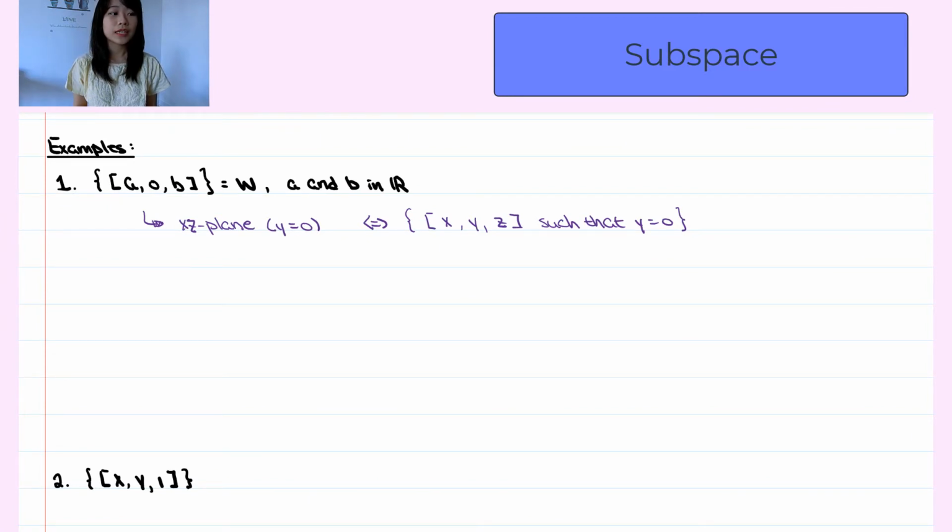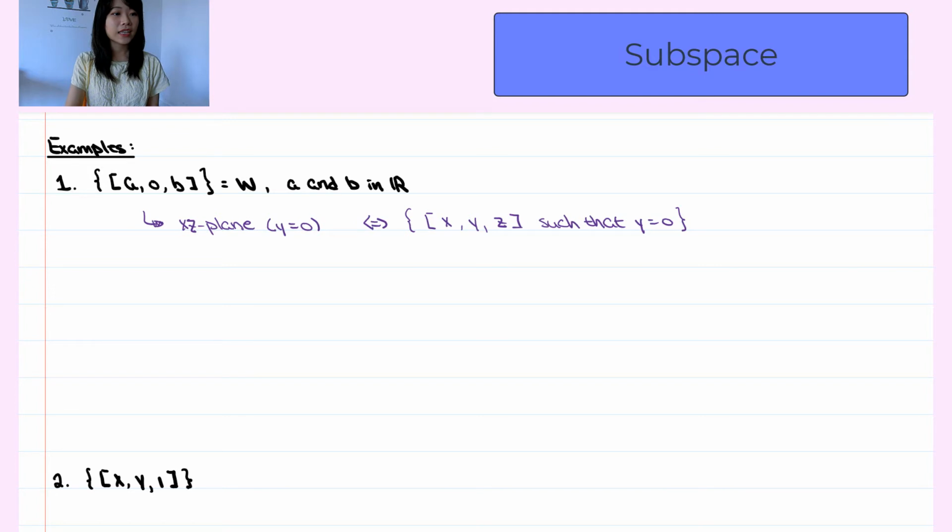First one, the subset W, the condition is that the first and the third component is any real number, and the second component is 0. In other words, the subset is the XZ plane, because Y is always 0. So we can also rewrite the subset as XYZ, such that Y equals 0.